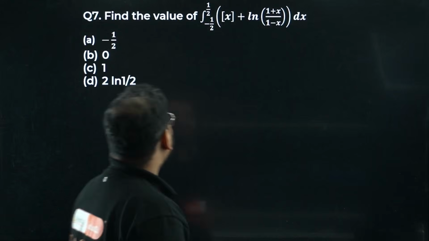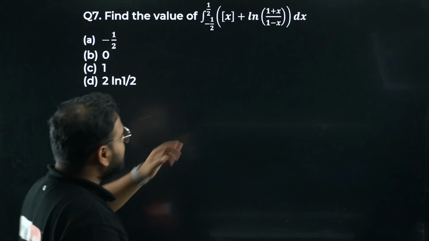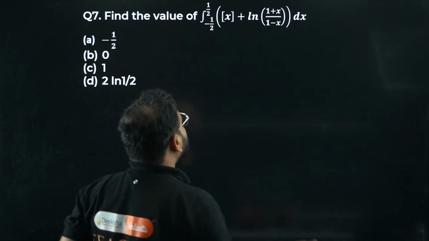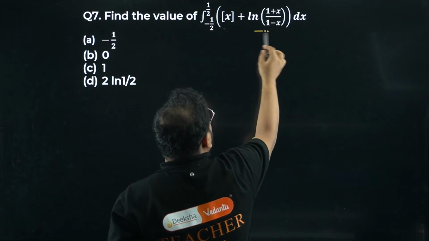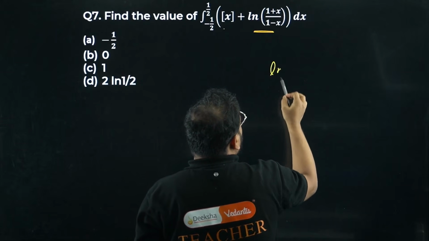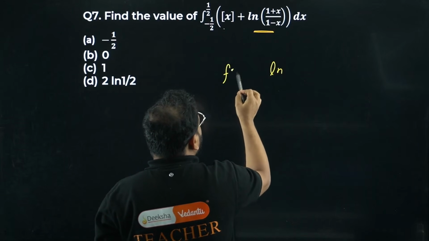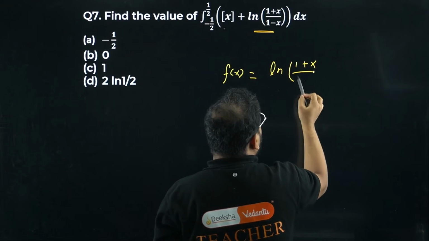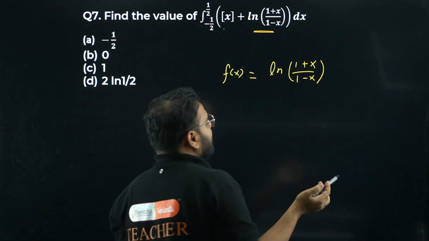Find the value of this. Minus a to a is there, which means odd and even can work over here. So for this we'll check later, but for this part we can check it quickly. Let's do it. If I take f of x as the function ln of (1 plus x) upon (1 minus x). Let's do one thing.